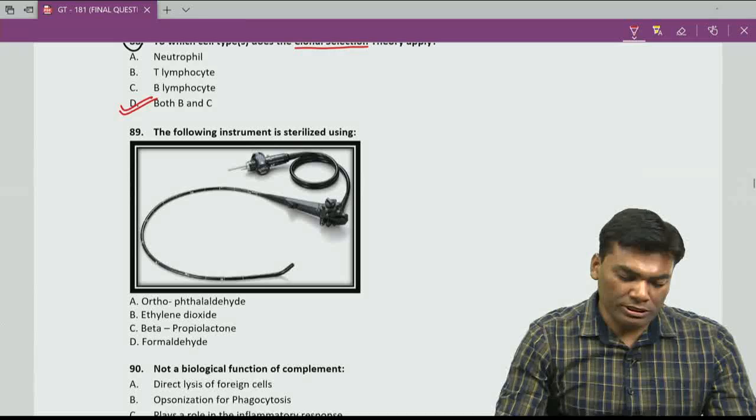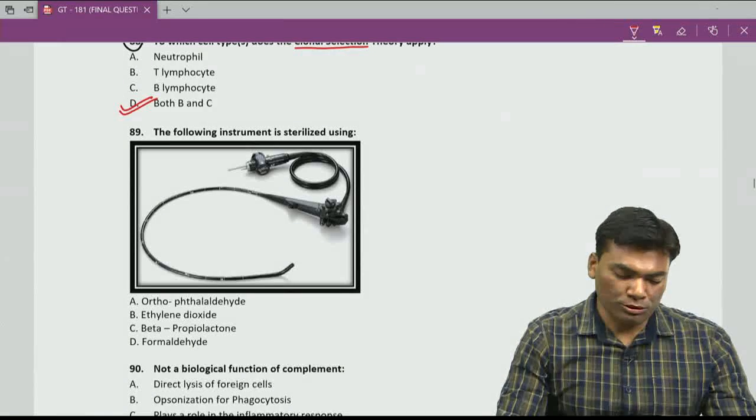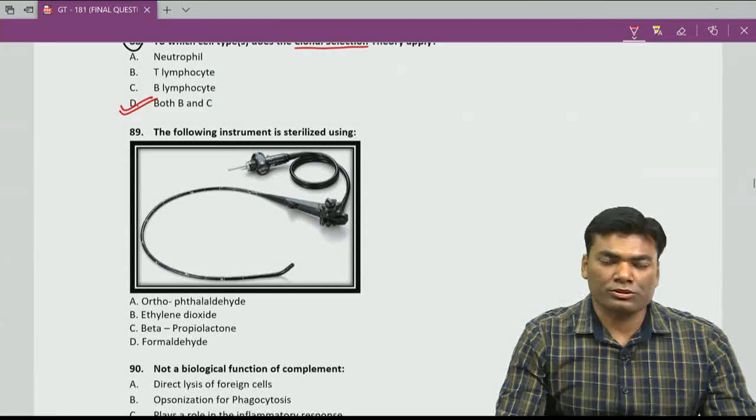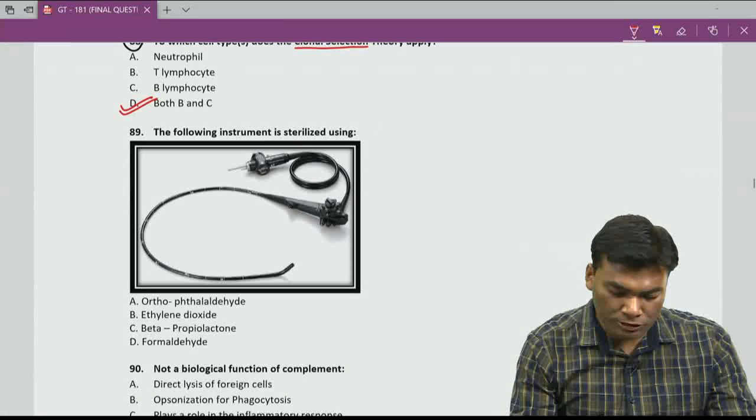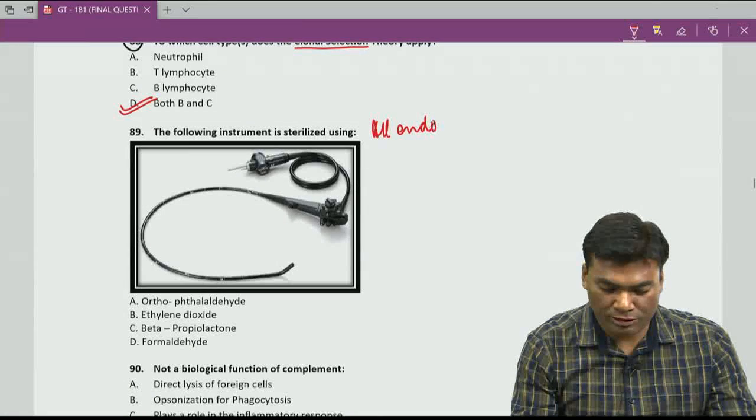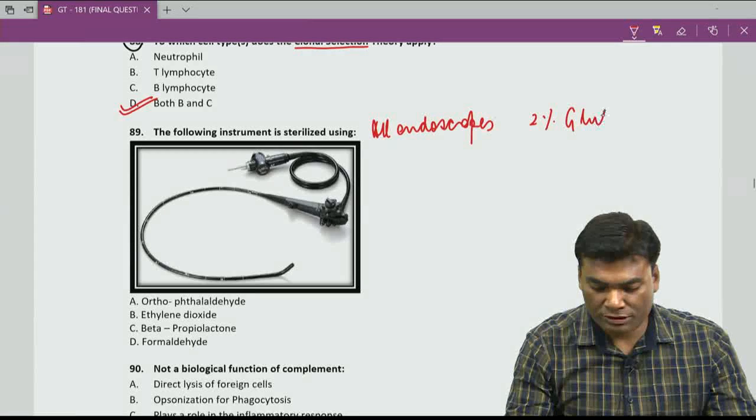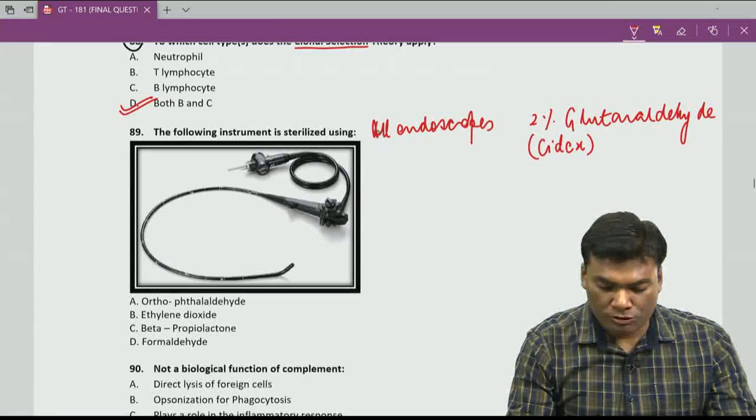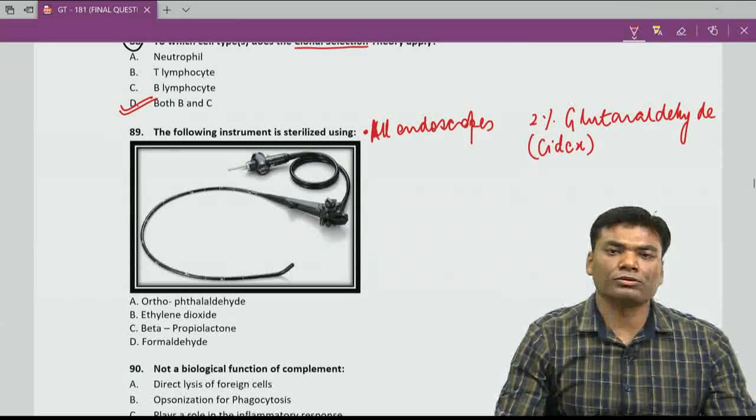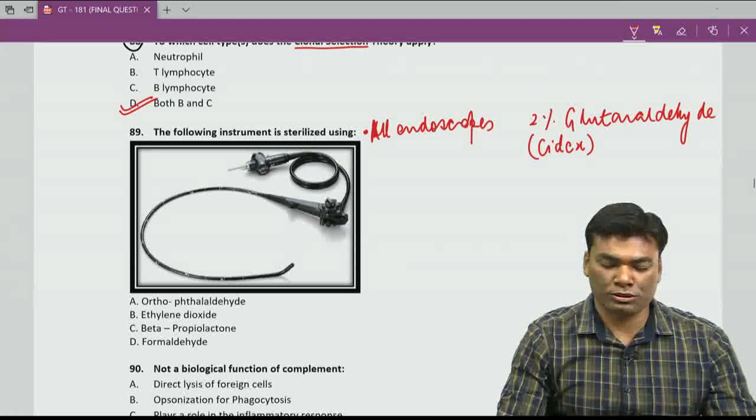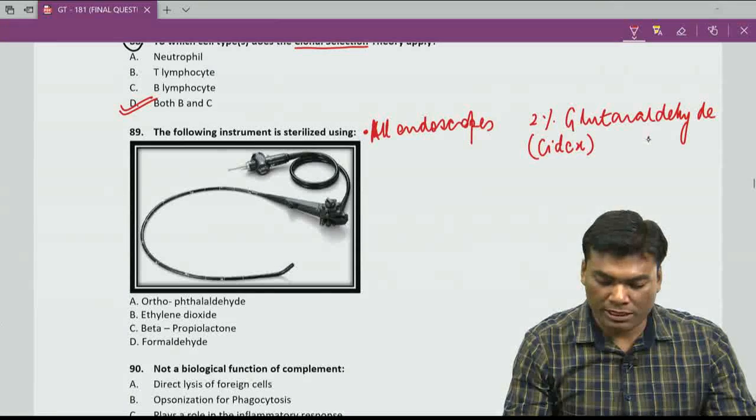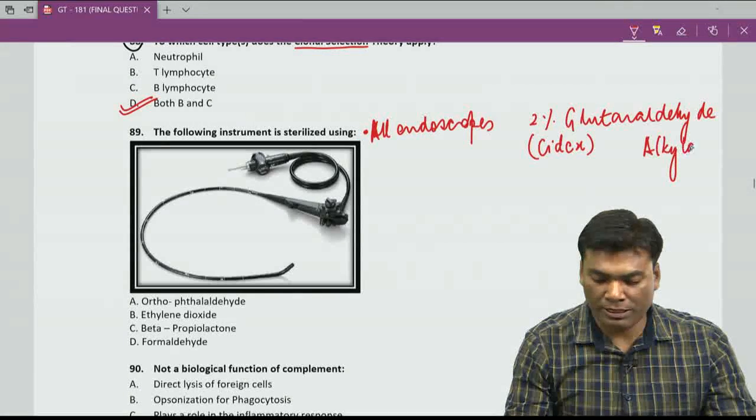Okay, so now the following instrument is sterilized using. So you can see that it is a scope. All endoscopes are sterilized traditionally by 2% glutaraldehyde, which is also known as Cidex. So this is the classical use of glutaraldehyde for sterilization of endoscopes, and these aldehydes kill by alkylation.